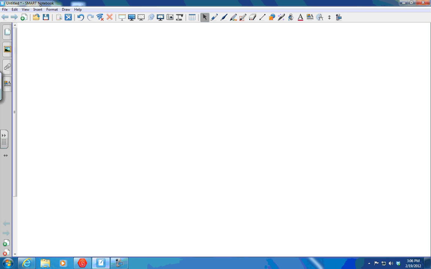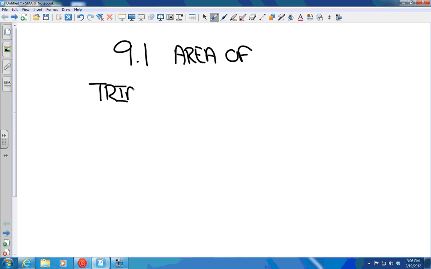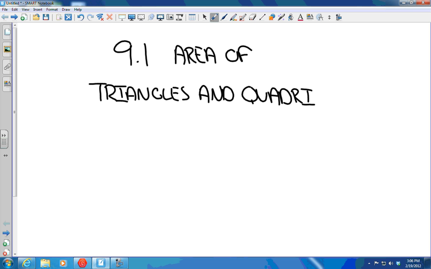Okay, we're going to find the area of quadrilaterals and triangles. This is from section 9.1 in your textbook, and it is area of triangles and quadrilaterals.